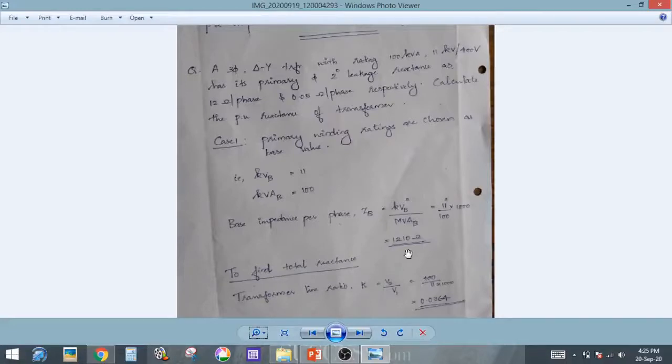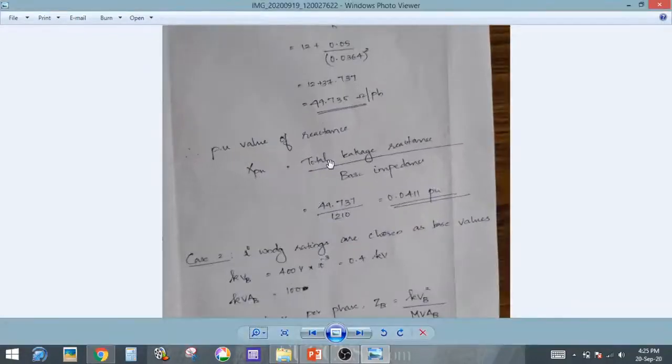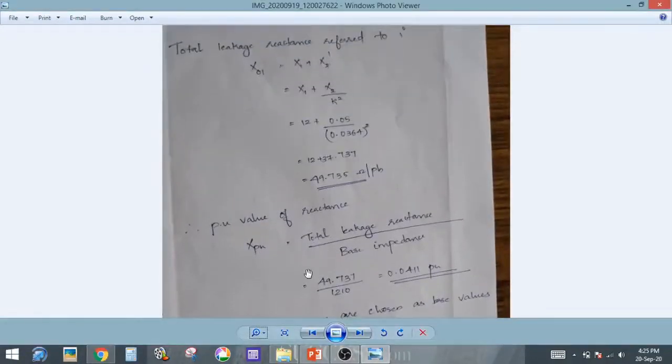To find the total reactance is the next part. Transformation ratio K equal to V2 by V1, and we get 0.0364. As I said earlier, in a transformer there is a primary part and a secondary part, and there will be reactance in the primary and the secondary side also. In the question also the primary reactance and secondary leakage reactance are given. So we have to transfer the reactance to one side for the calculation.